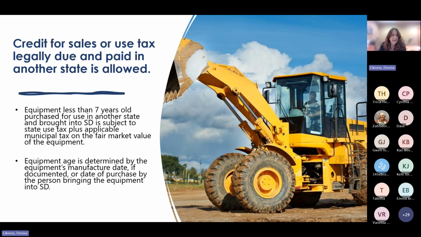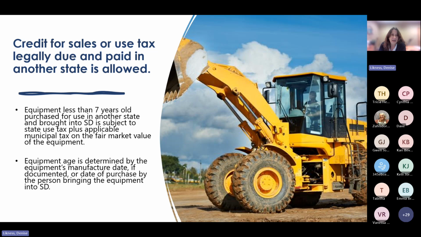And I'm glad they added the second thing to it. Years ago, they didn't have the second little bullet. And then people go, well, how do you know when we bought it? Or how do you know? The age is determined by the equipment's manufacture date, if you have that documentation. If you don't, it's the date of purchase by the person bringing the equipment into South Dakota. So it's good to have the manufacturer's document date, and document that.